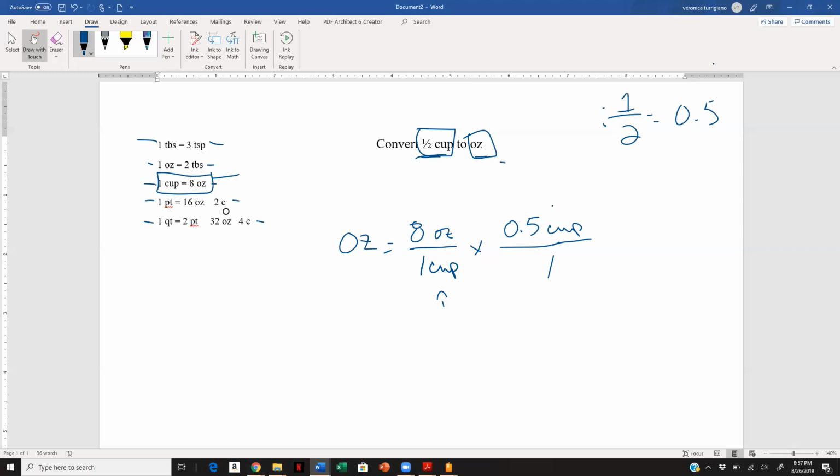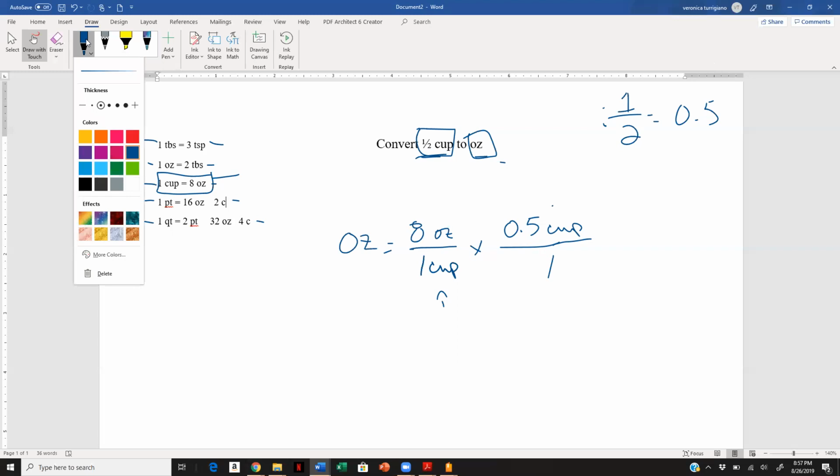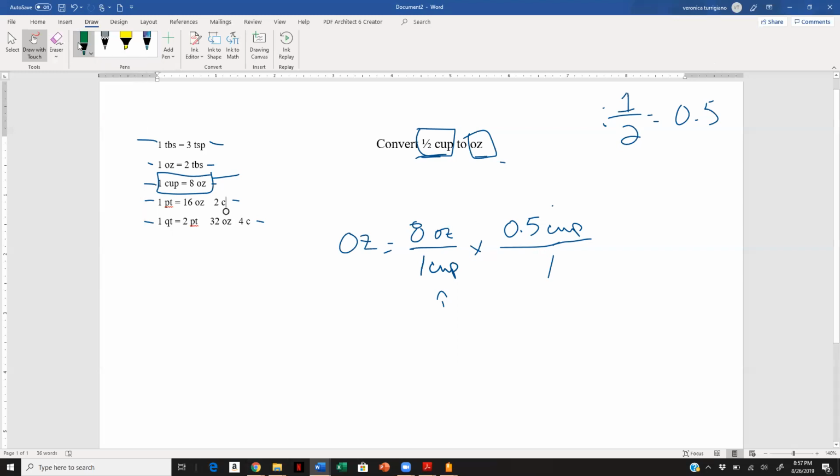When you're doing dimensional analysis, remember to double check that you've set it up correctly. You do want to cross out the repeating labels. So I have a cup here and I have a cup there, so they're going to cancel out. What I'm left with is ounce, which is perfect because that's what I need. So I have everything set up correctly.